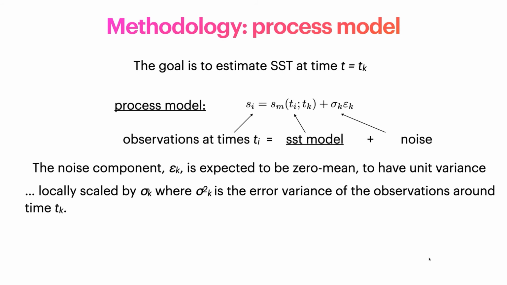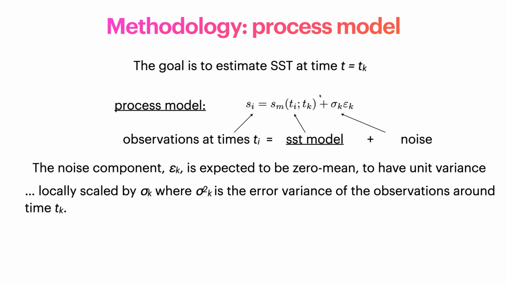So the goal here is going to be to find methods to automate the process and to estimate SST at, let's say, a time t equals tk. So the way we think about it, we're going to consider the following process model, where around the time tk, the observations at times ti are basically the sum of a process, an SST model, plus some noise. So the noise component, epsilon, is expected to have zero mean, to have unit variance, but it's locally scaled by sigma, which is the error variance of the observations.